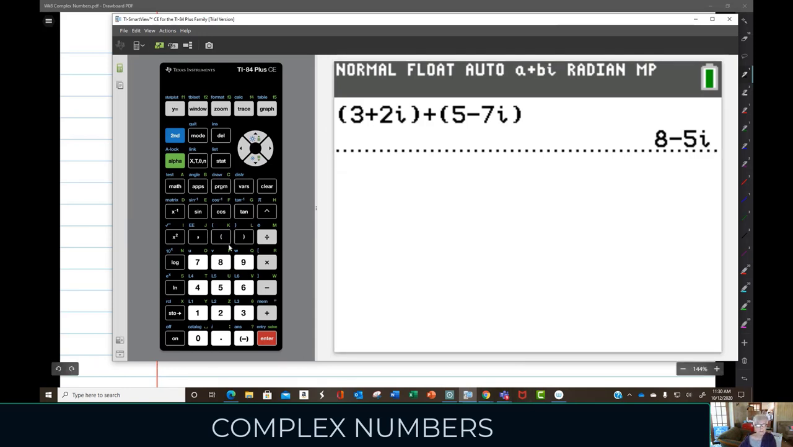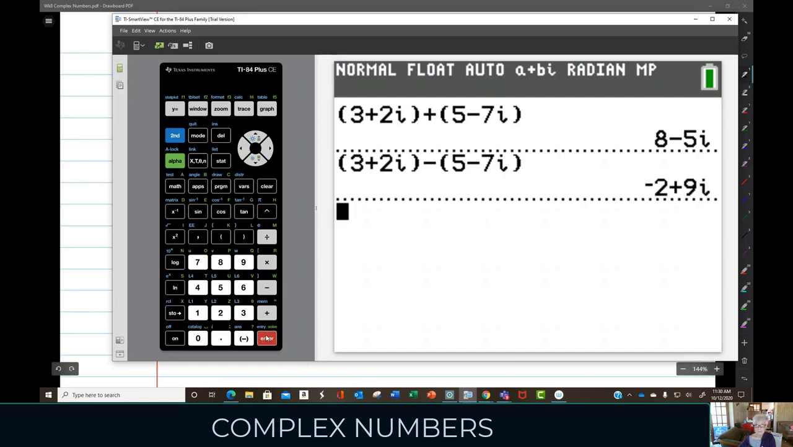Now let's subtract. Parentheses, 3 plus 2i, minus parentheses, 5 minus 7i. There you go. 3 minus 5 is negative 2, and then 2i, now that negative negative will make it a plus, so 2i plus 7i gives us positive 9i. So negative 2 plus 9i.